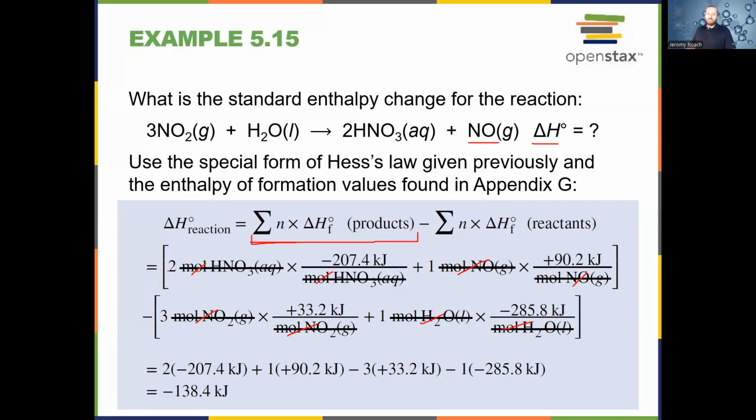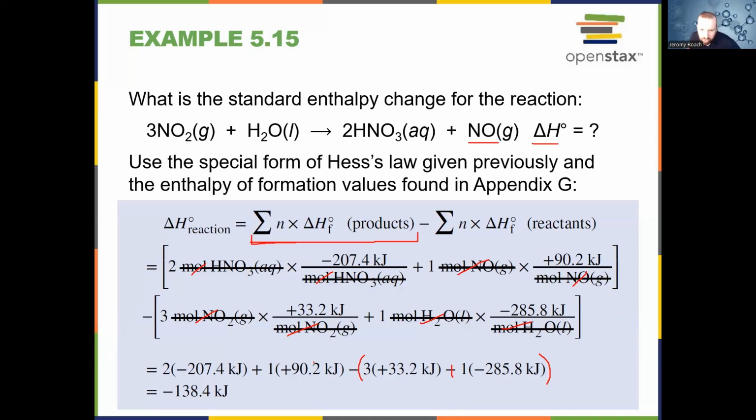So again, we have to multiply though. We had that coefficient. So 2 times negative 207.4 kilojoules plus 1 times negative 90.2 kilojoules. We're going to subtract now the reactants: 3 times 33.2 kilojoules. And this is a little interesting. We have this plus this negative here. Let's see what's happening. So we have this minus happening here. If we subtract it all, we would put parentheses like this, and we would write the plus like that.